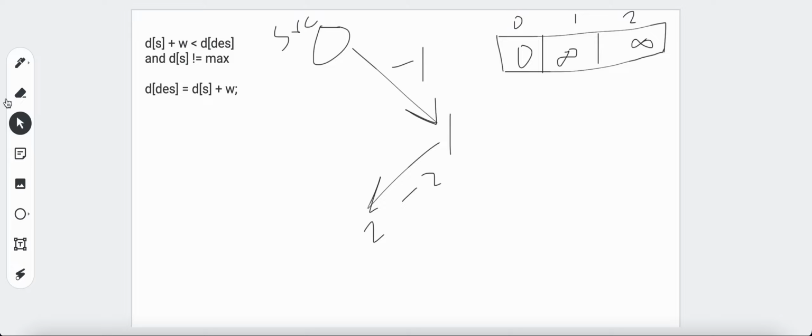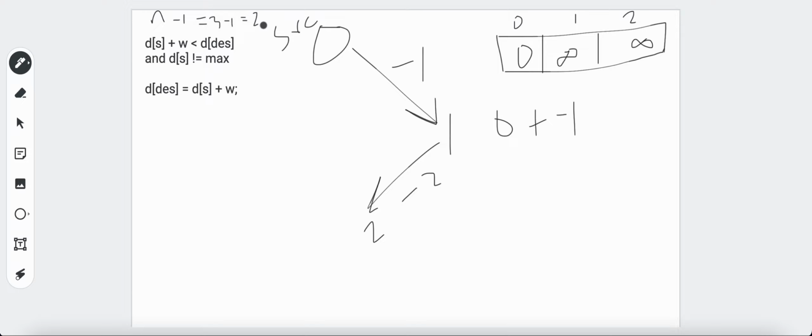So is 0 plus what is the weight? Minus 1. Okay. So one more time, how many times will we be doing this? 1, 2, 3. N minus 1 number of times, where n is the number of nodes. So it will be 3 minus 1, which is equal to 2. Okay. So initially we will be doing it 2 times.